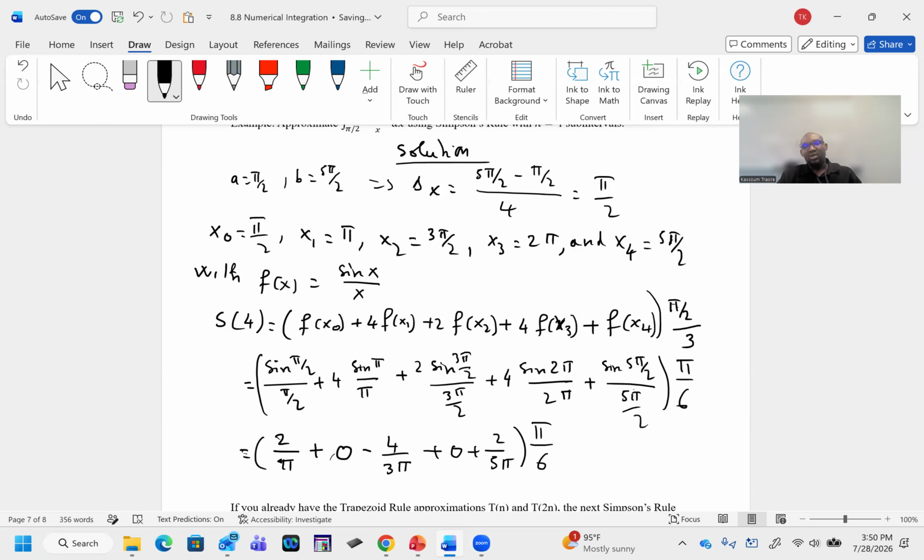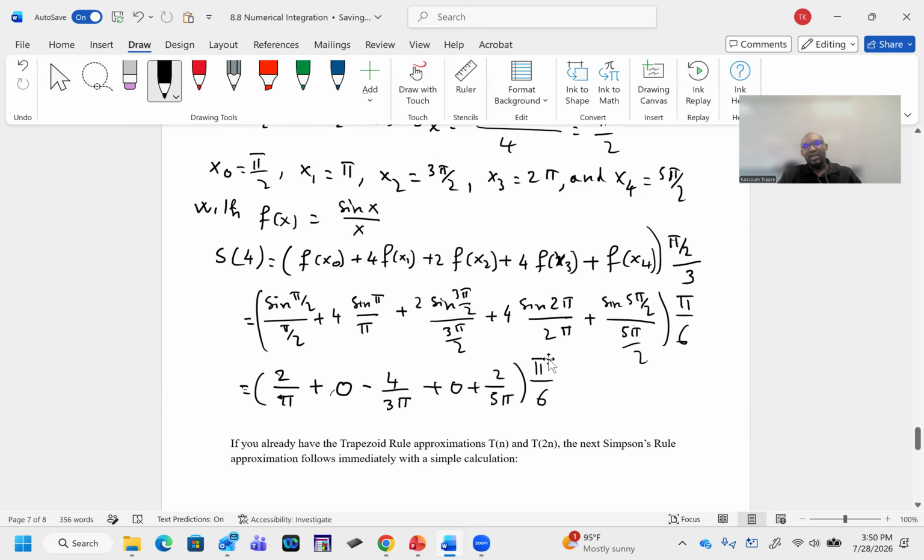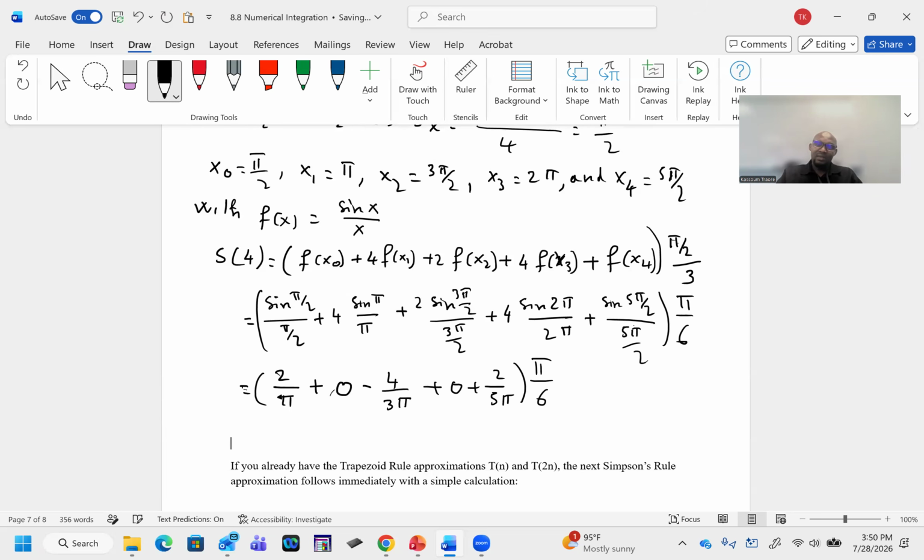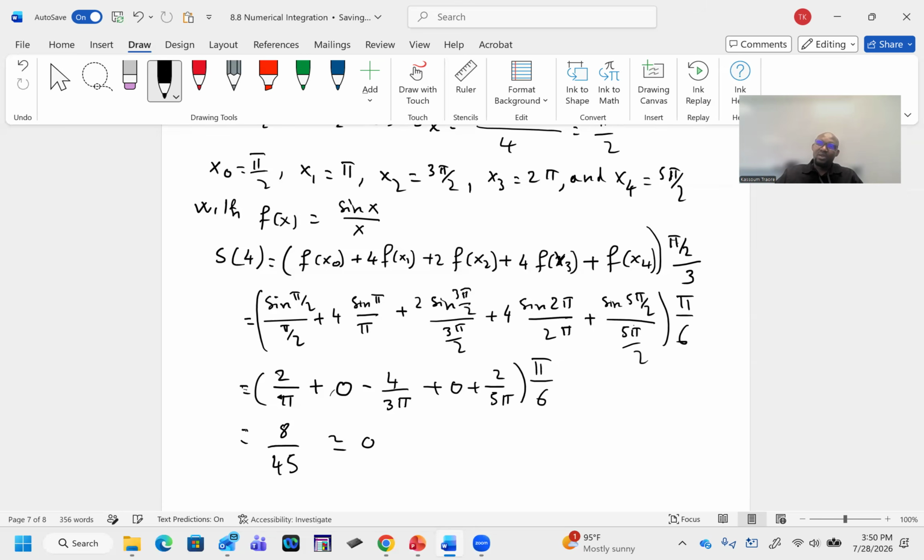So pi will cancel with this factor pi. Combining everything, we'll have 8 divided by 45, which is approximately 0.178. You can find the absolute error and so on.